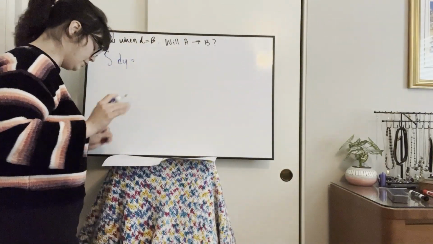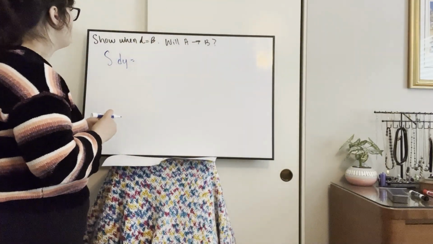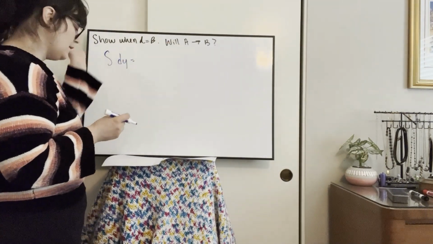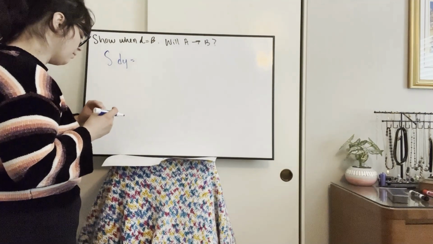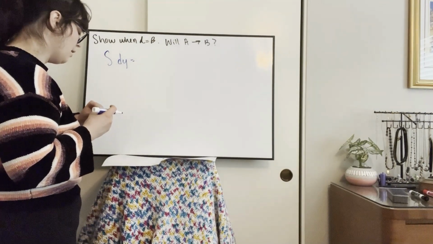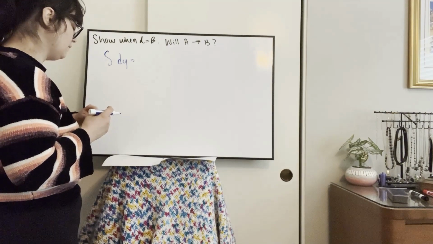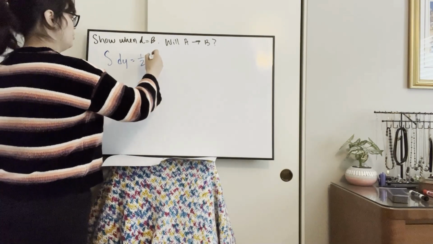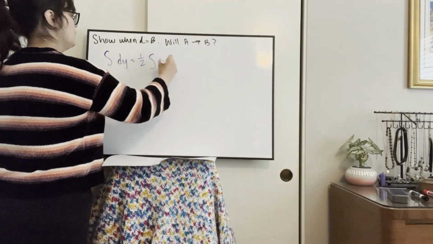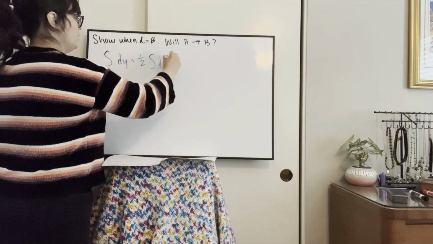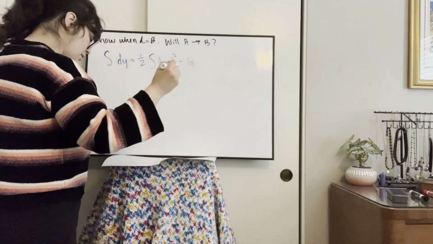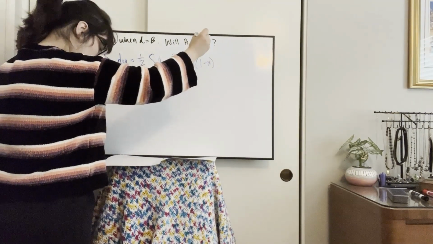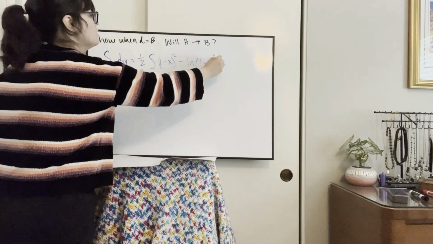For this last part G, we're asked to show what happens when alpha equals beta and if A is ever going to reach B. So we're going to go back to our original equation before we integrated. We're going to have the integration of dy equal to 1/2 the integration of 1 minus x squared minus the natural log of 1 minus x, and that is with respect to dx.